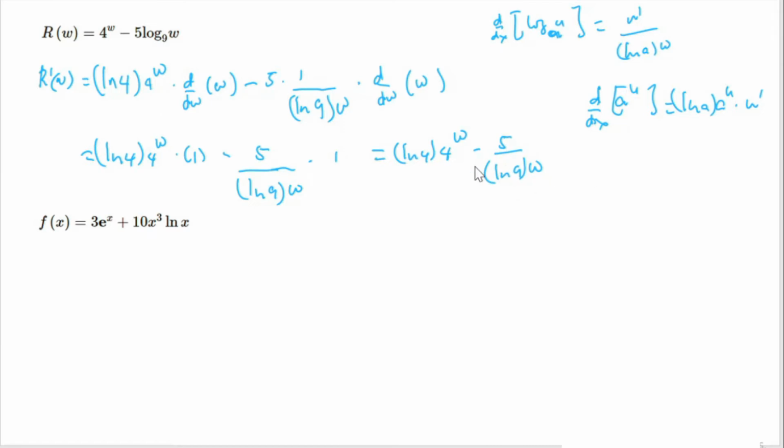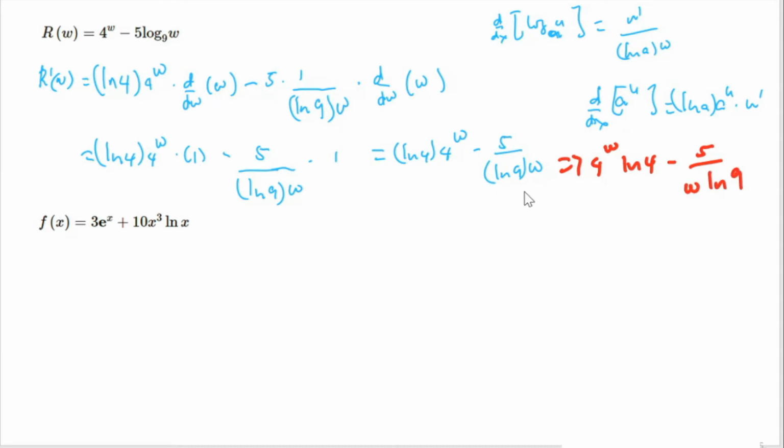Or you can write this one. In some other books, instead of using this answer, they express their answer in terms of 4 raised to w times ln of 4 for the first term, minus, for the second term, they write 5 over w times ln of 9.